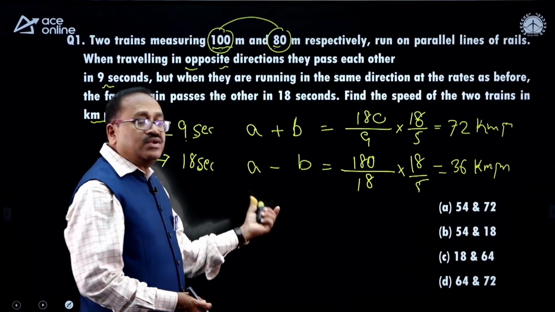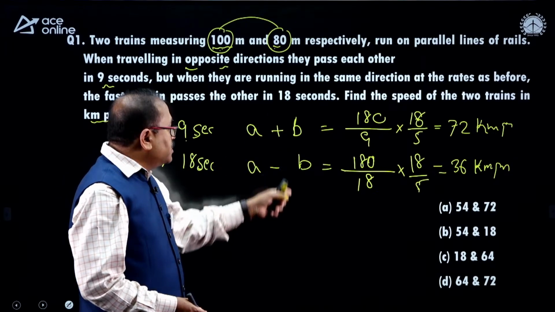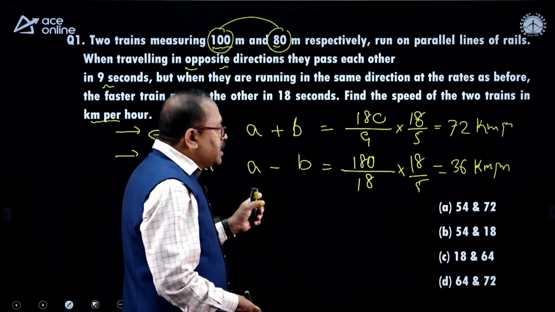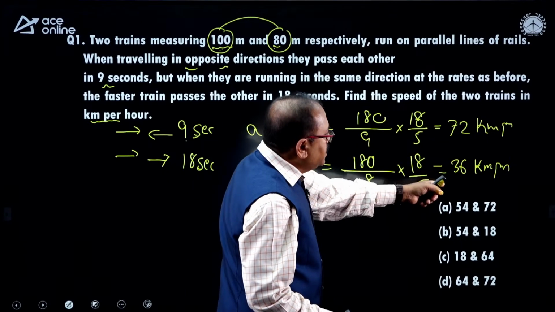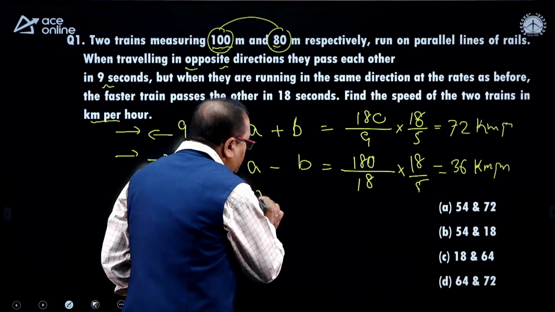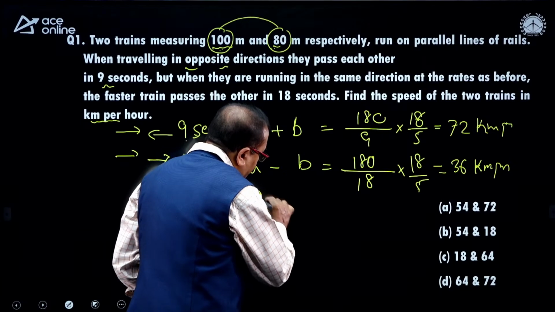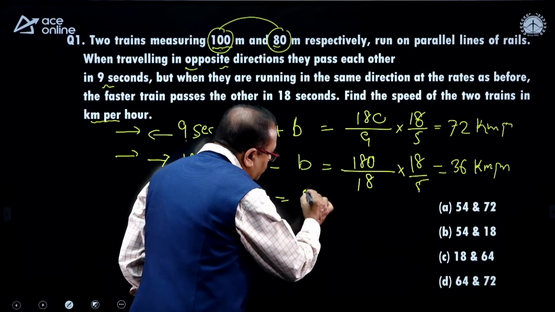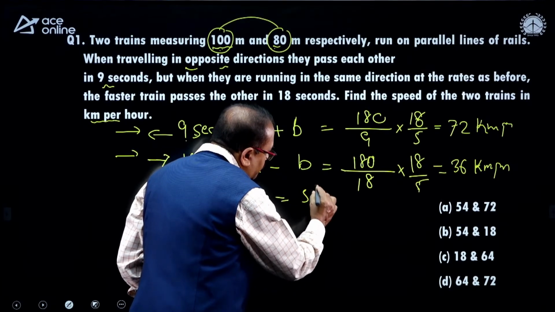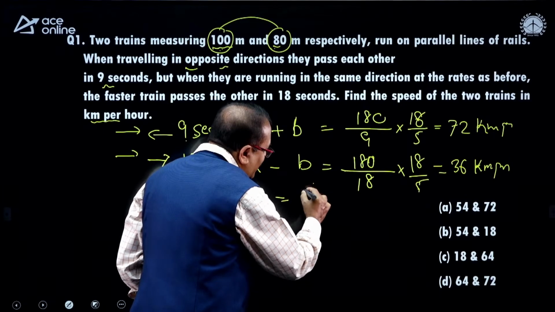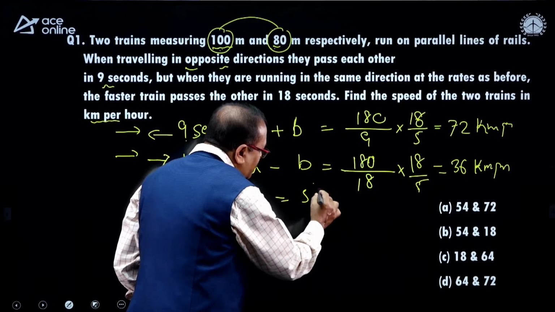So now I have A plus B and A minus B. When I add up these two equations, the B will get cancelled. I will get 2A, and 2A is equal to 108. Then A is equal to half of 108, that is 54. Oh, it's not writing. Acha, 54.